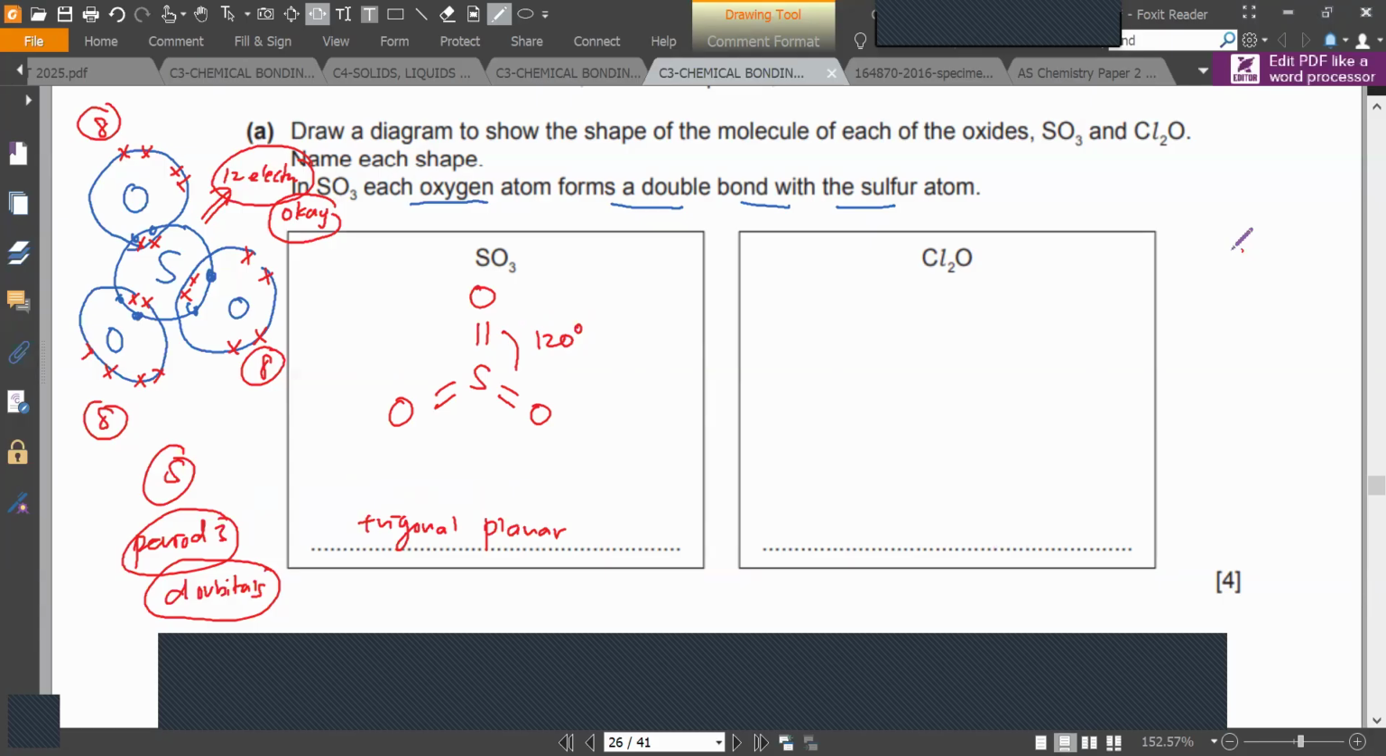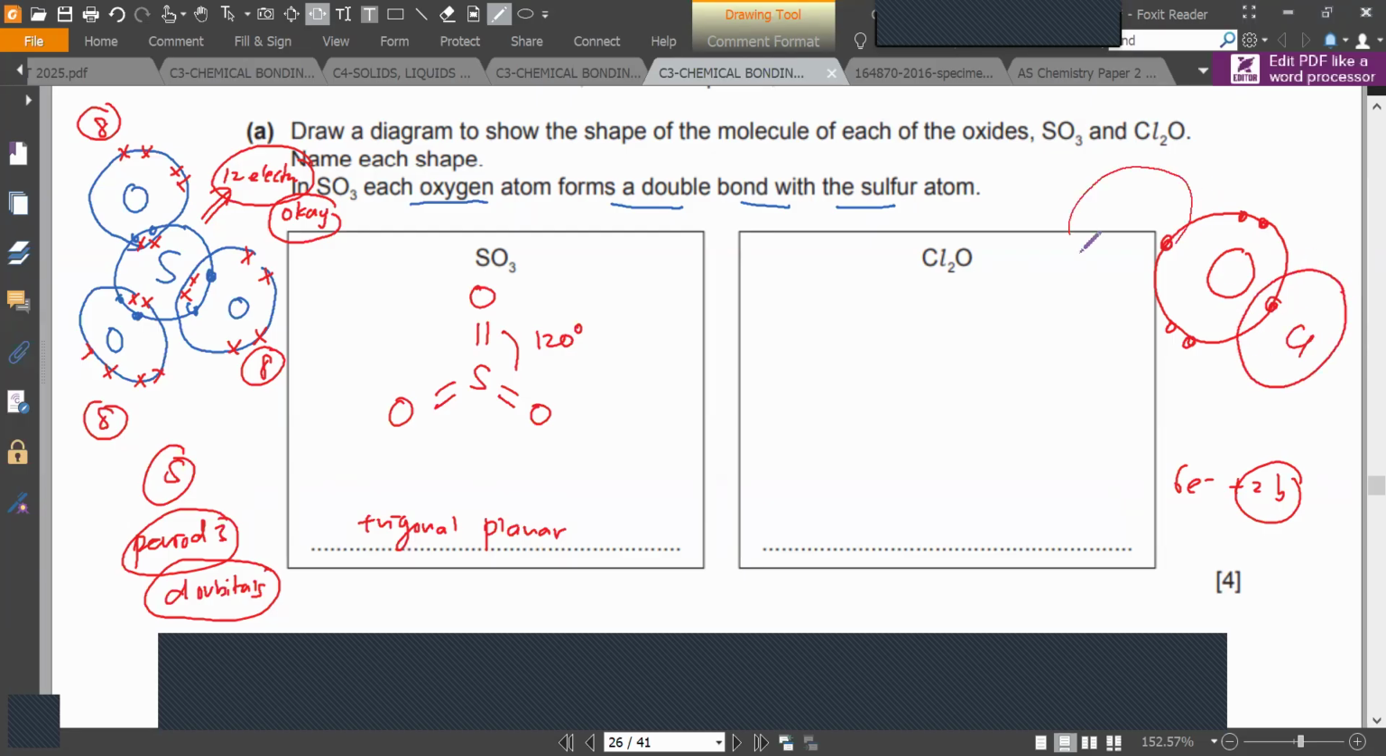Oxygen, we are starting with 6 electrons. With 6 electrons, it only needs to form 2 bonds to get the octet. So it will form 2 bonds with the chlorine.